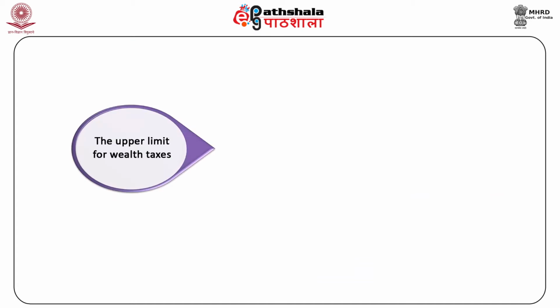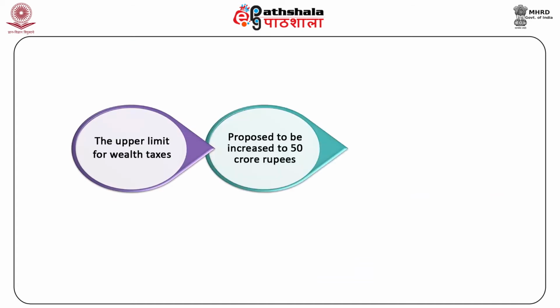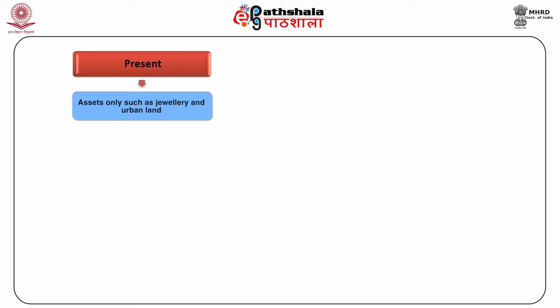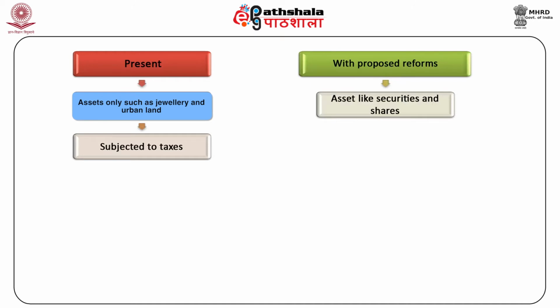The upper limit for wealth taxes has been proposed to be increased to 50 crore rupees. The rate has been determined at 0.25% of net wealth. All assets that are not in the certain exempted assets list will be subjected to taxation as well. At present, only assets such as jewelry and urban land are subjected to taxes, but now every asset like securities and shares will be included in the purview of taxes.